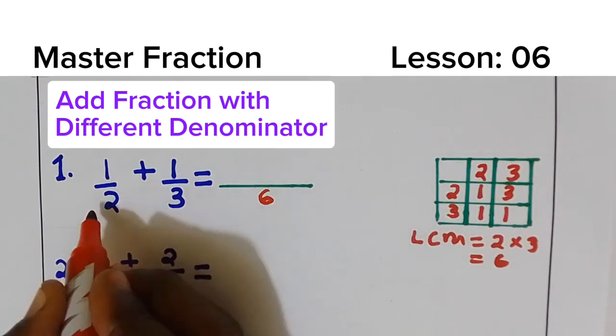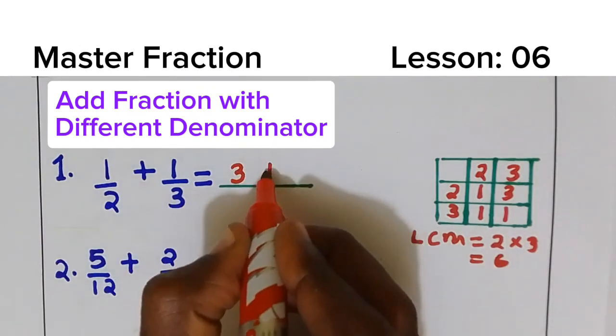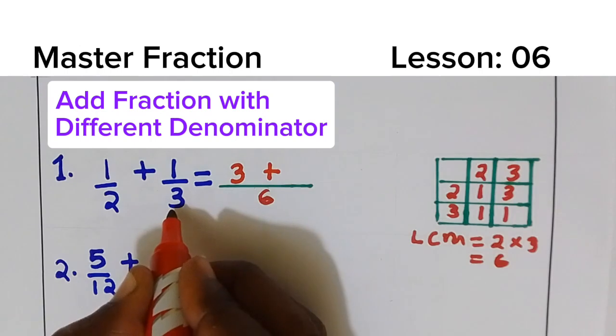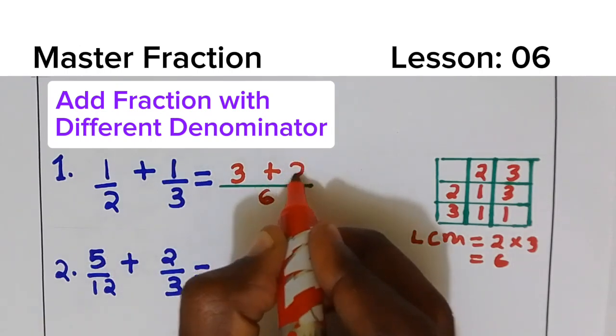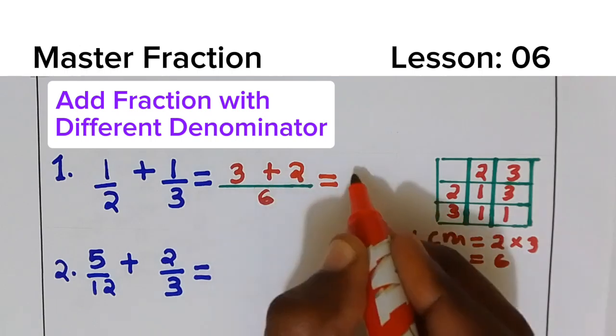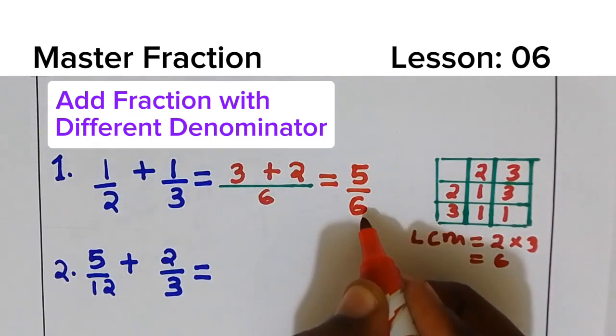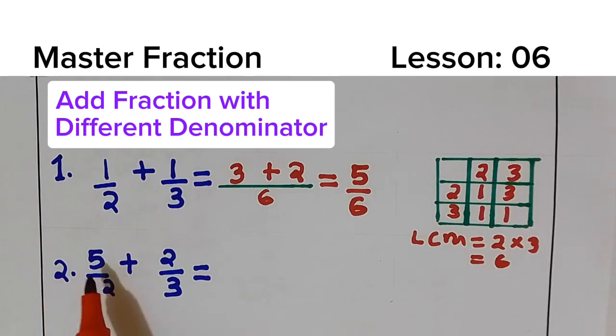6 divided by 2 is 3. 3 times 1 is 3. Plus 6 divided by 3 is 2. 2 times 1 is 2. We are going to add 3 plus 2. We get 5 out of 6. Let's do question number 2. We have 5 over 12 plus 2 over 3.